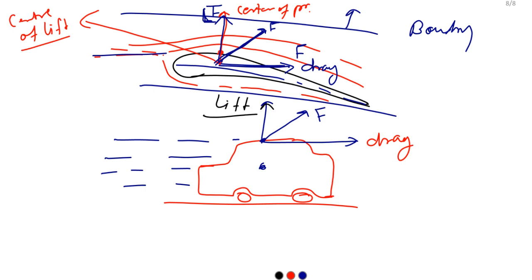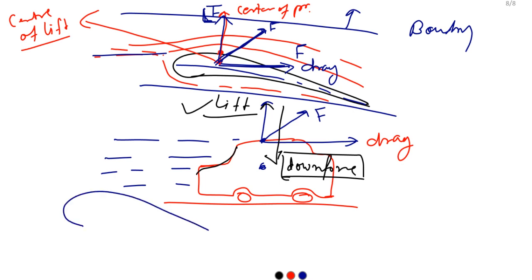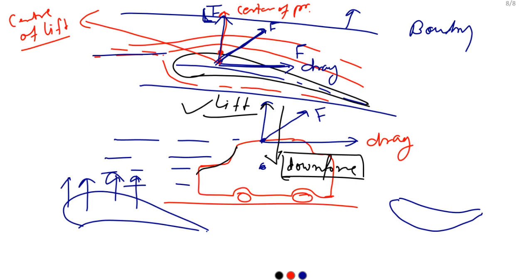Okay. So in case of a car, we will not create this lift. We need a down force, not a lift force. If we understand how lift is created, then if we can create lift, definitely we can create a down force. If this kind of geometry is creating lift on any object, then if we reverse it like this, this kind of geometry will start creating the down force on the same object.